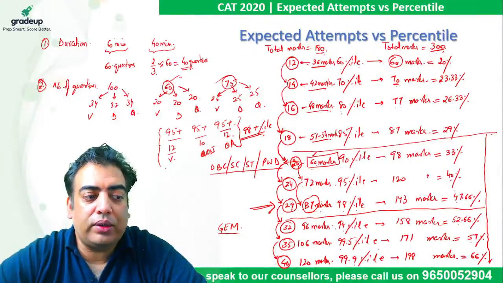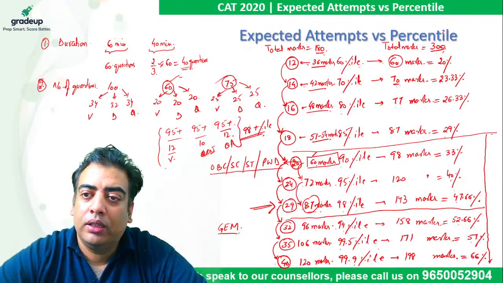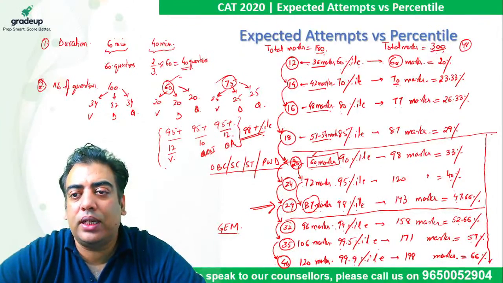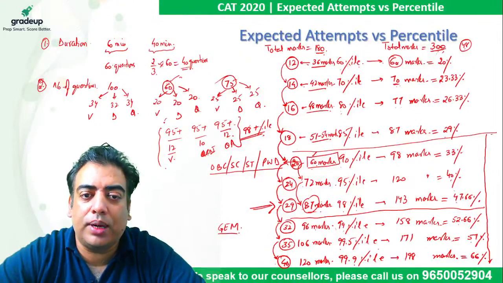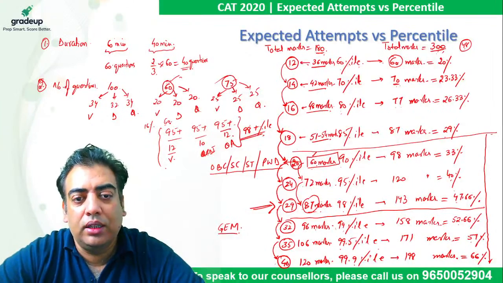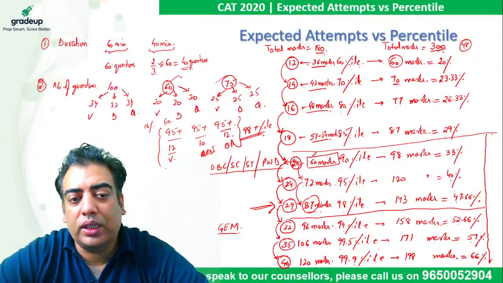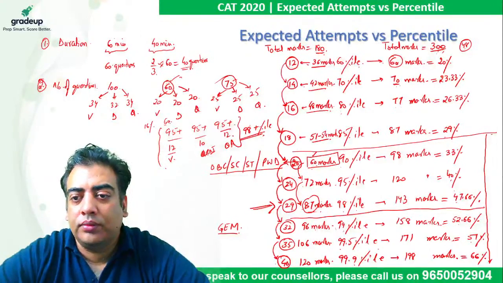Last year, if I talk about verbal, 95 percentile was at 48 marks. You can also do the calculations. 48 marks means 16% of the total. Now the section will be of 60 marks, and if we calculate 16% of 60, that comes out to be 10 questions. So that's what I am talking about. With around 90% accuracy, you can get it.